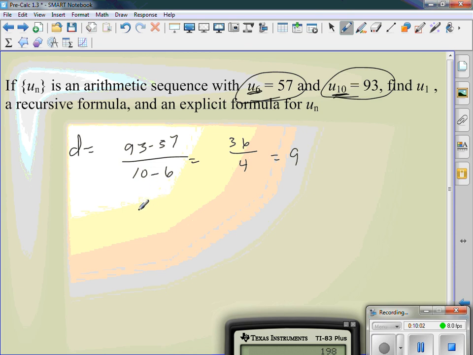I can write the recursive formula right now. U sub n equals u sub n minus 1 plus 9, for n greater than or equal to 2. The other thing I need to write is u sub 1 equals, but I can fill that in later.